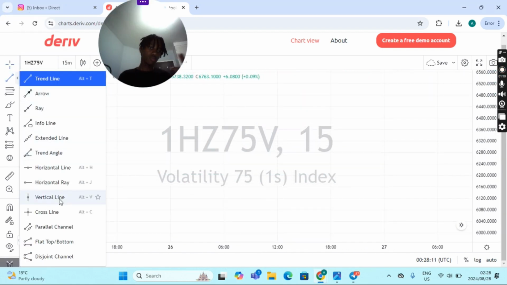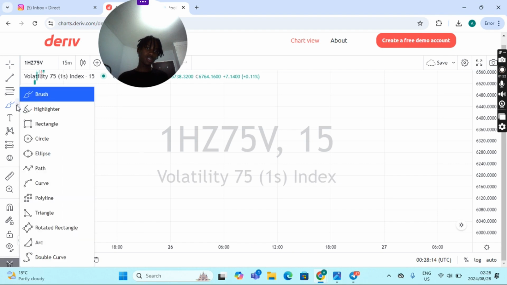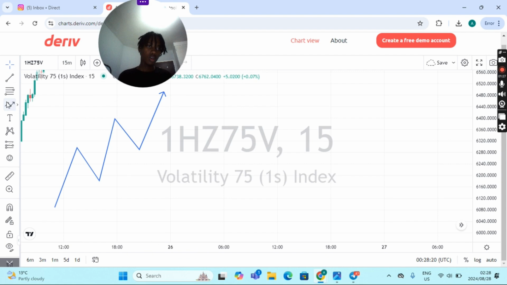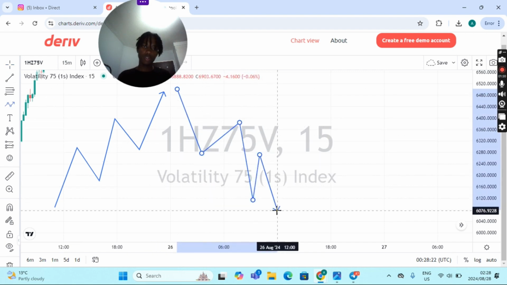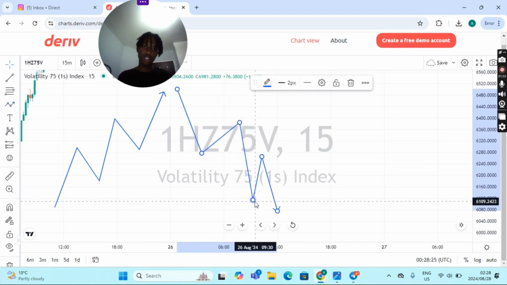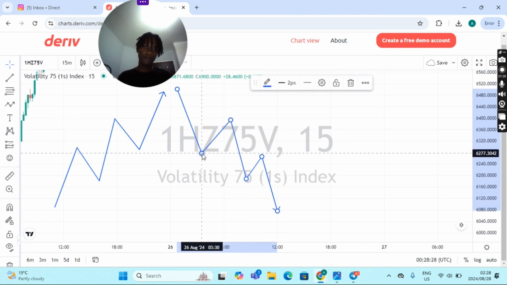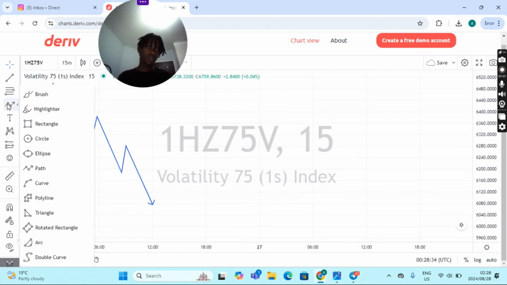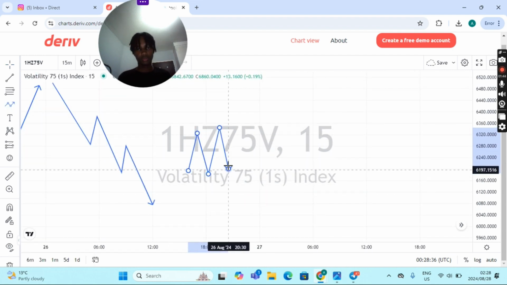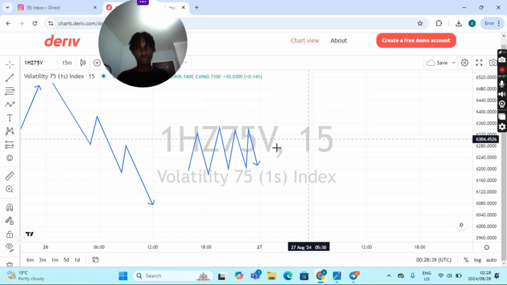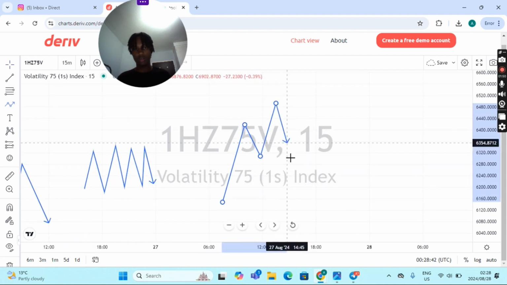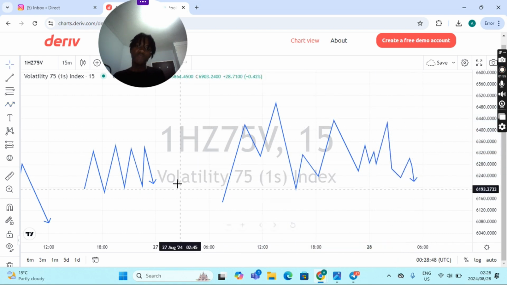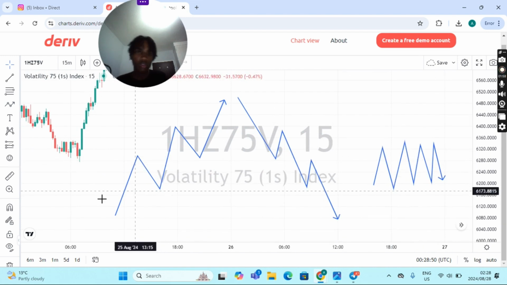So the market is comprised of three things, right? Three different types of market conditions. We have a trending market, the downtrend counterpart. We have a ranging market. We have a choppy market. So we have an uptrend.